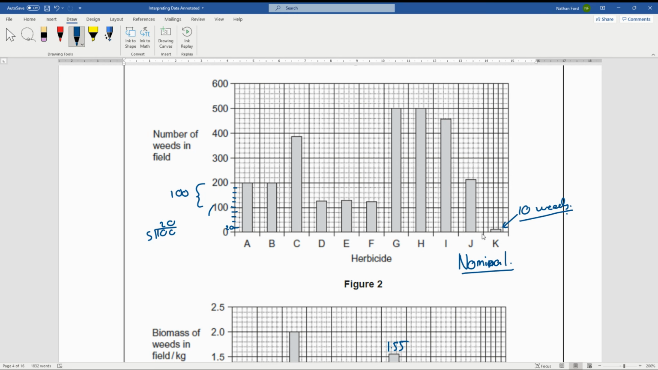Now, you'd have to go further and talk about why. This is a biology question, so you'd say K because there's less weeds in the field, and then you'd go further with your biology, which could be things such as there's less competition for the actual barley.